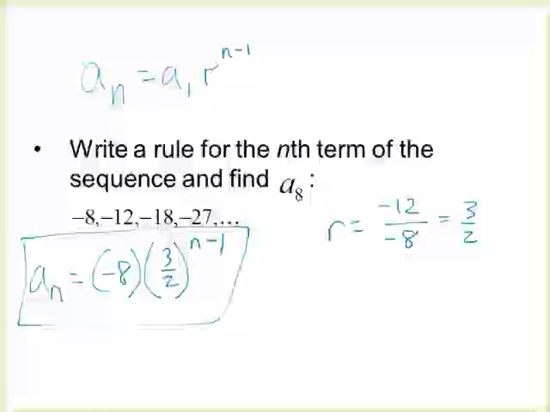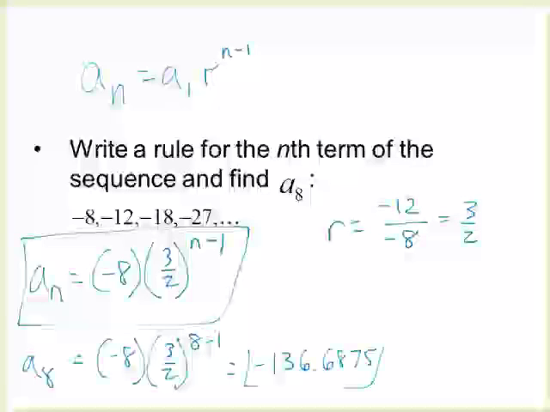Then we are asked to find a sub 8, which is the 8th term, or what we get when we plug in 8 for n. So then on the calculator, I'm going to do a negative 8 times a 1.5 to the power of 7. Which gives negative 136.6875.